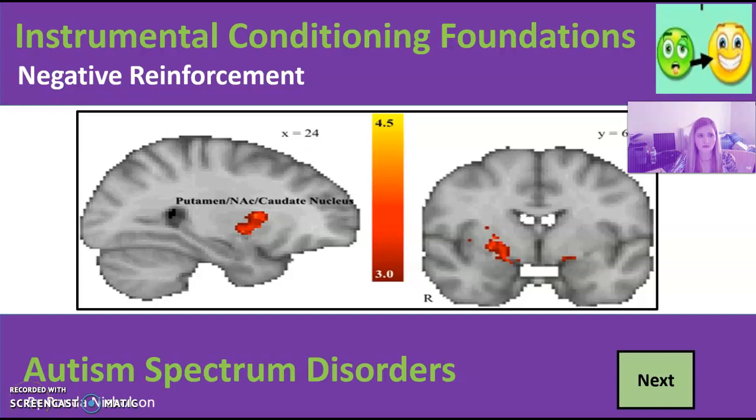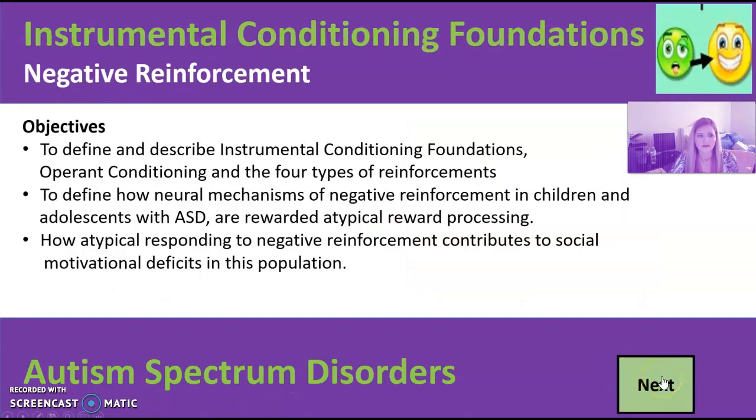In this presentation, we're going to talk about negative reinforcement in autism spectrum disorders. The objectives: to define and describe instrumental conditioning foundations, operative conditioning and the 4 types of reinforcement, to define how neuromechanisms of negative reinforcement in children and adolescents with ASD are rewarded atypical reward processing, and to describe how atypical responding to negative reinforcement contributes to social motivational deficits in this population.